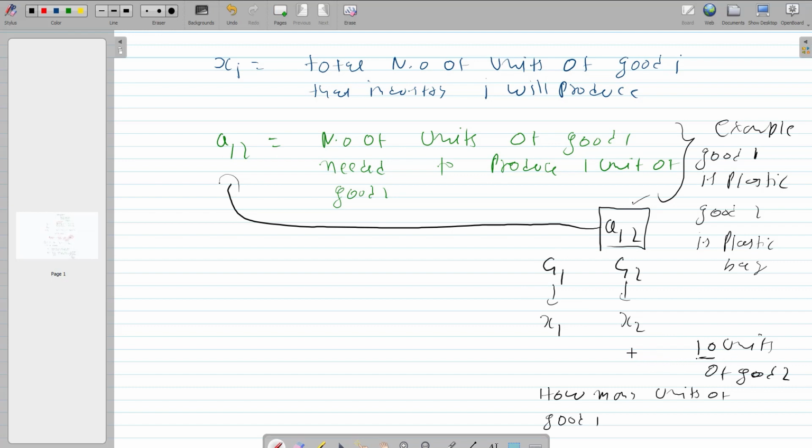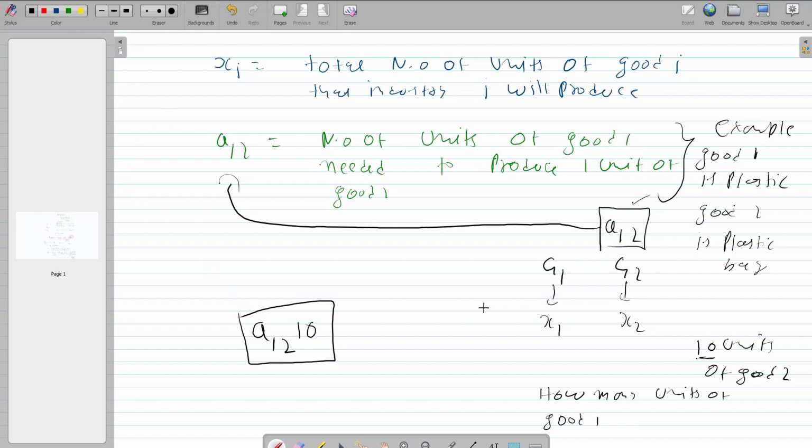So to solve this, the amount of good one required to produce 1 unit of good two is a12. And to produce 10 units of good two, it will be a12 plus a12 plus a12, 10 times, which will be 10 into a12. I hope this is clear.